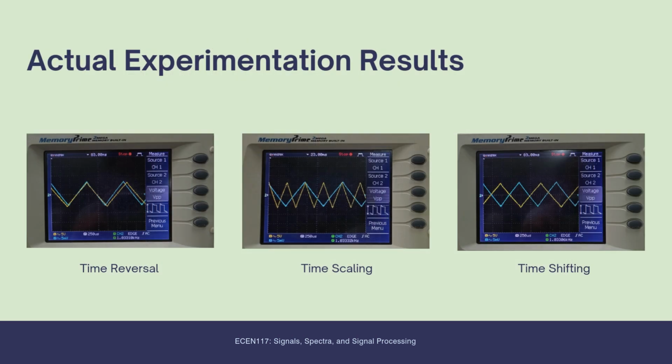This slide shows the actual experimental results for time-domain transformations applied to the triangular waveform. Time reversal produces a mirror image of the waveform, time scaling compresses or expands the signal in time, and time shifting moves the waveform along the time axis. These results confirm the theoretical definitions of time-domain signal transformations.